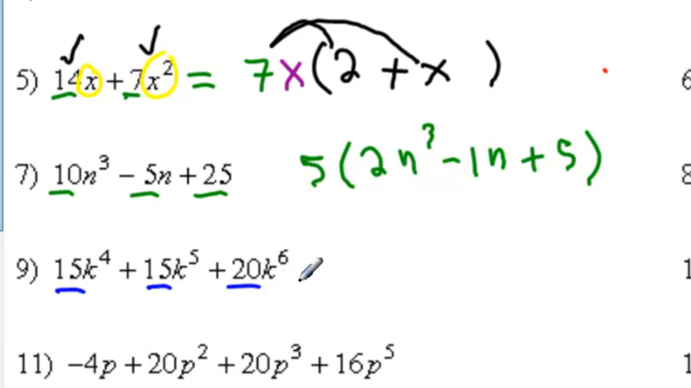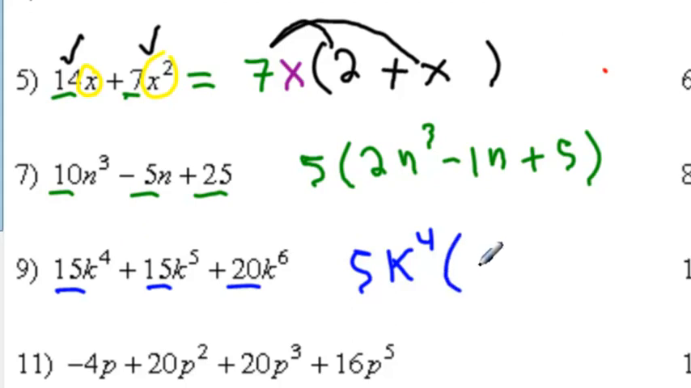15, 15, 20. They all divide by 5. Do they all have a k to give? Yes. Do they all have 2k to give? At least. Yes. Do they all have 3k? Can they both give out k to the third? Yes. Can they all give out 4k's, k to the fourth? Yes. Can they all give out 5k's, k to the fifth? No. That's where it ends. They can take out k to the fourth then.